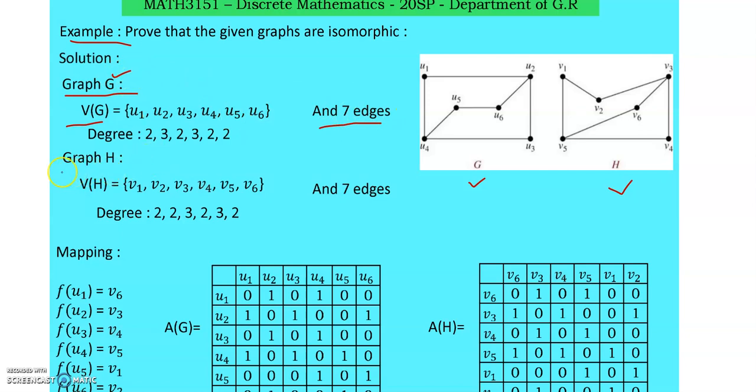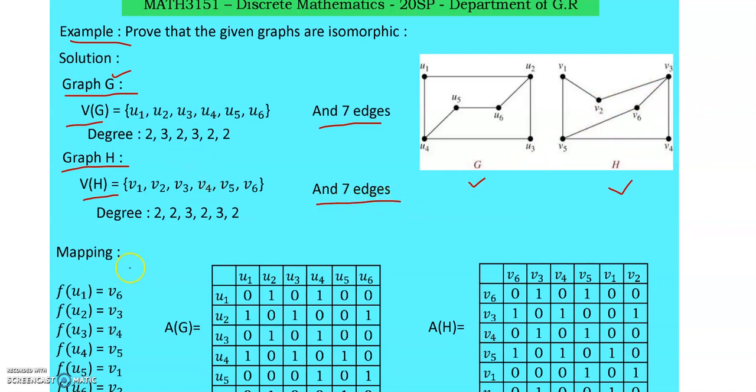Now take graph H. 1, 2, 3, 4, 5, 6. 6 vertices in the graph H. Now list all the vertices of graph H, that is V1, V2, V3 until V6. This is the vertex set of the graph H, and count the number of edges. Here 1, 2, 3, 4, 5, 6, 7. So the number of edges is 7.